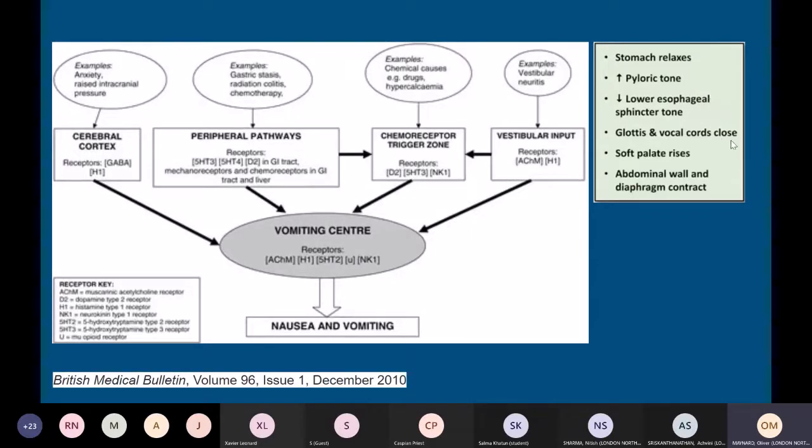The glottis and vocal cords have to close to try and stop aspiration into the lungs, but we obviously know this isn't always perfect. The soft palate rises to try and stop reflux into the nasopharynx, but again, we know this isn't always perfect. And then eventually the abdominal wall and the diaphragm contract to expel the contents from the stomach up and out of the mouth.